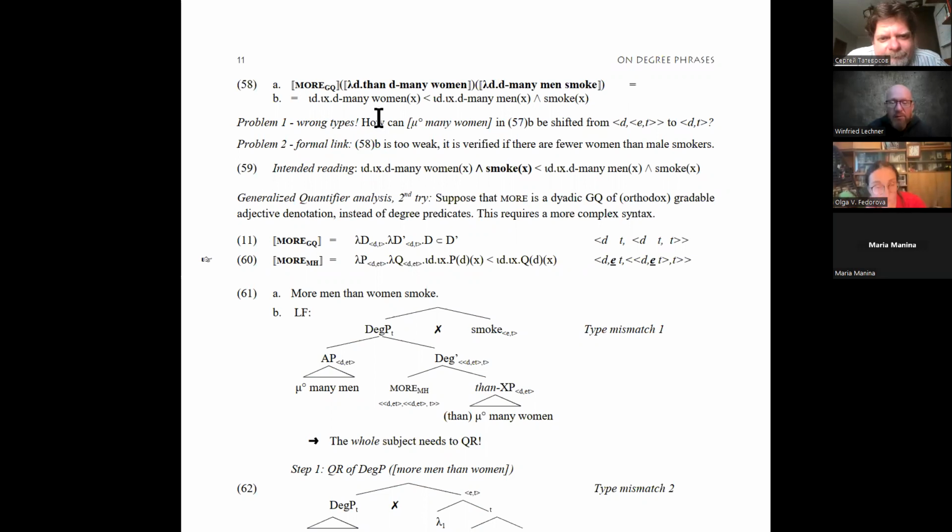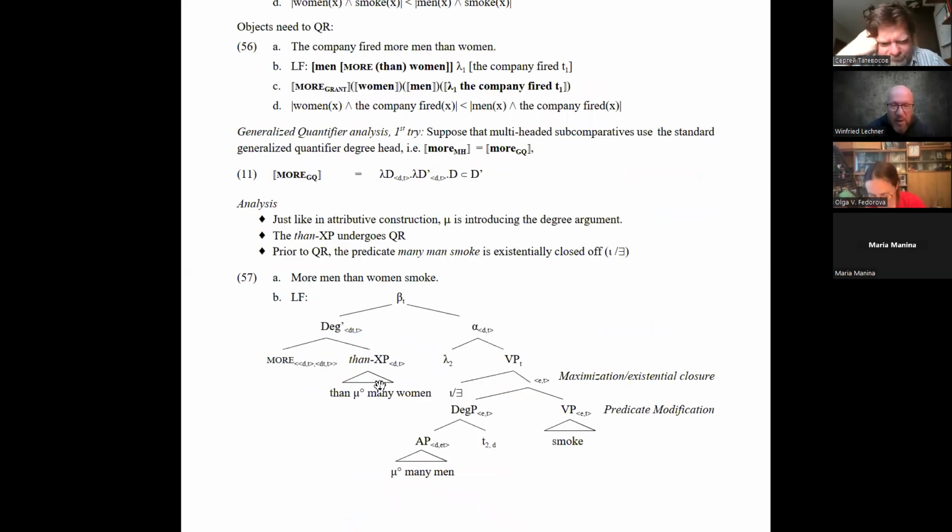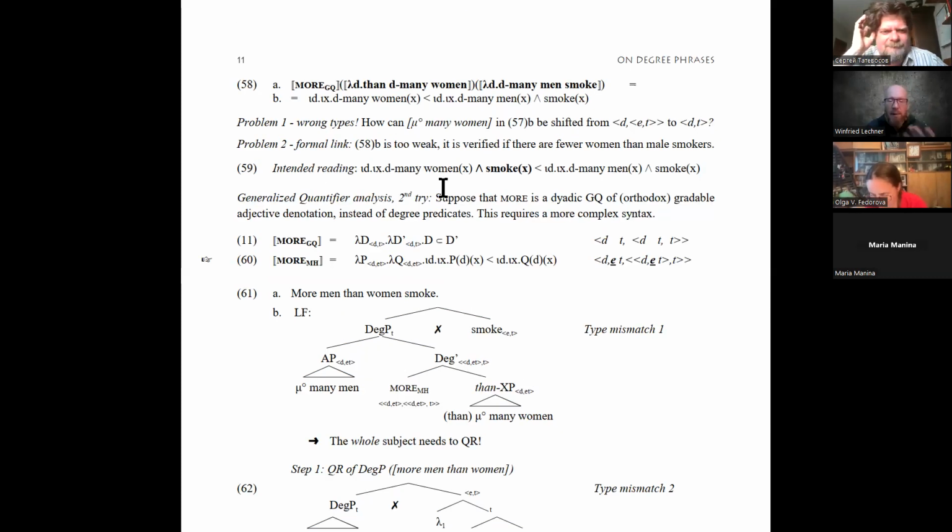Well, first of all, there's a problem that I'm not going to go into here. If one looks into the nitty-gritty parts of how the mu combines here with "many women," then we get DT. That is a problem that I'm ignoring for the moment. But more clearly there's a problem about the formal link, as we might call it. This reading is too weak. It's comparing the number of women to the number of men who smoke. But "more men than women smoke" means that the number of men who smoke exceeds the number of women who smoke. So something is too weak here.